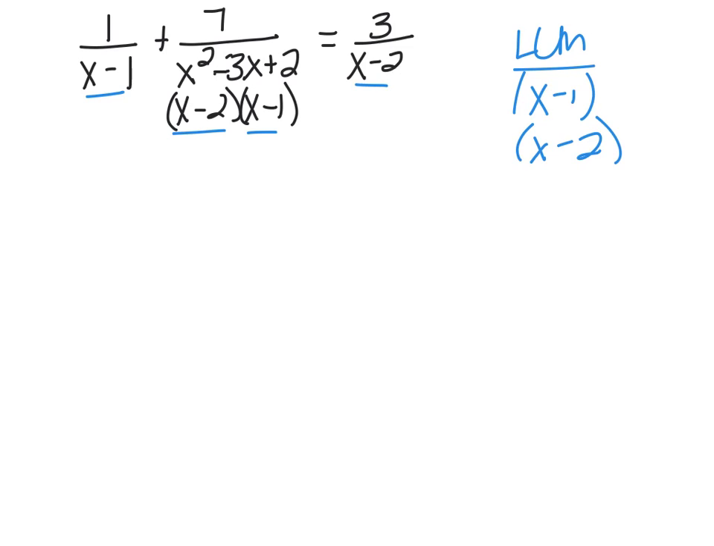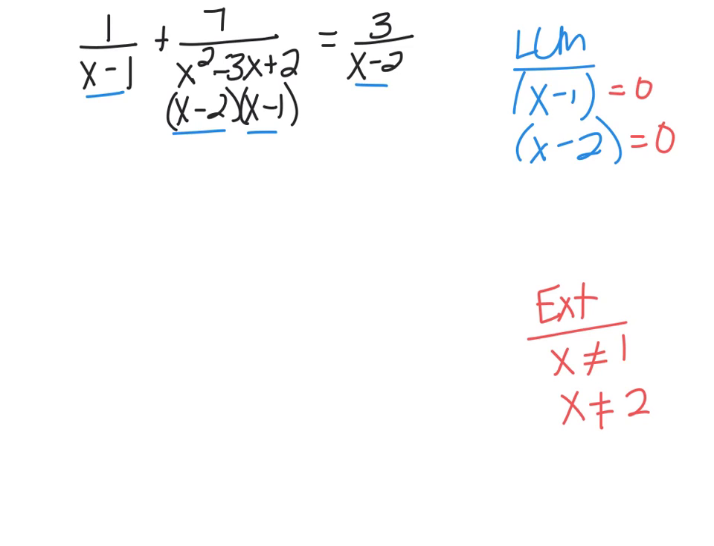From there, I'm going to talk about my extraneous solutions. I'm going to do it for my least common multiple. If I set that equal to 0 and solve, I know that x cannot equal a positive 1. If I set that equal to 0, I know that x cannot equal 2. So if any one of my solutions is 1 or 2, then I know there's a problem.